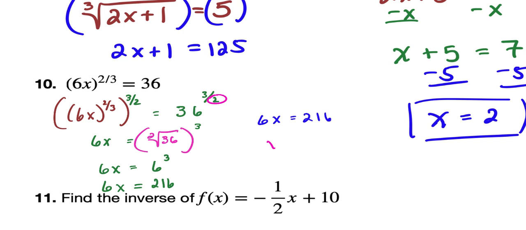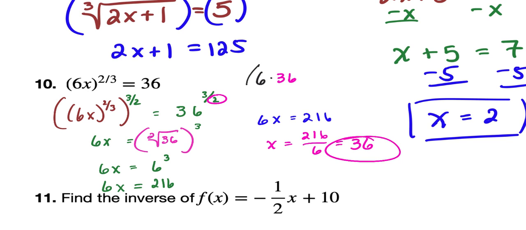Dividing by 6. 216 divided by 6 equals 36. I should have known that. So let's check that 36 now to see if that is indeed our correct answer. So I've got 6 times 36. That's what we think the answer is.